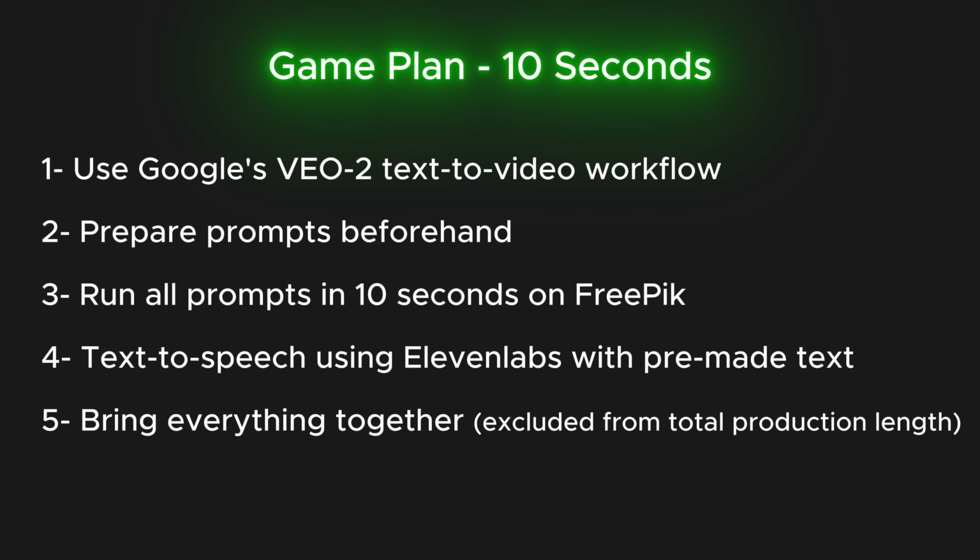I will pre-prepare my text-to-video prompts for a critical sequence of my storyline, and in 10 seconds I will run them all together. For text-to-speech, I will use Elevenlabs with a pre-selected voice and pre-written text to create the voiceover that tells the story. Note that this first version prepared in 10 seconds won't be super amazing, but still it's fun for reference to compare against the version prepared in 10 hours.